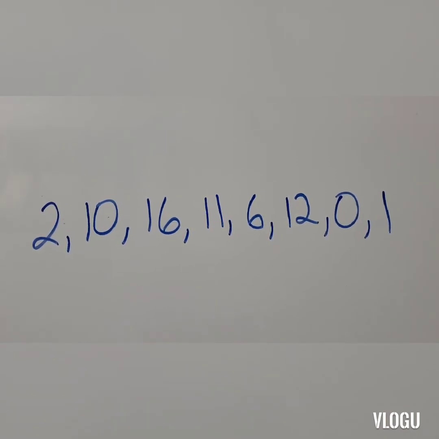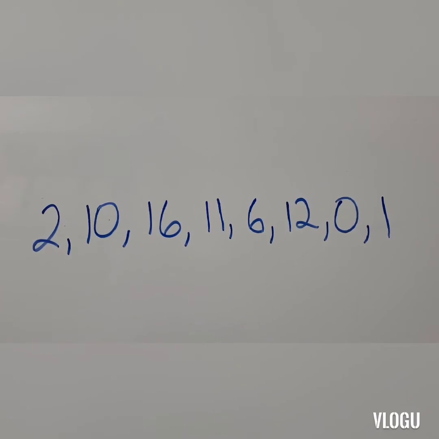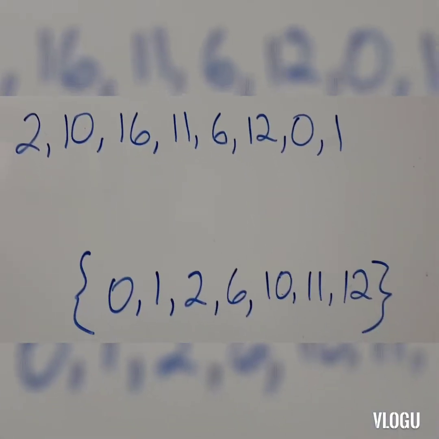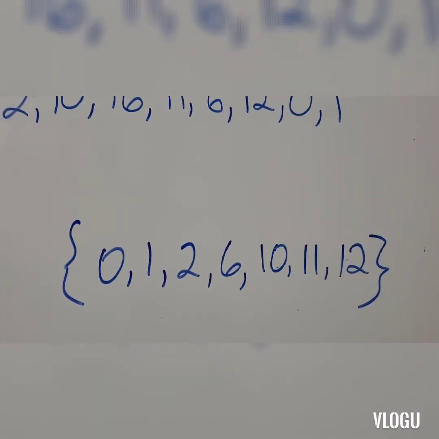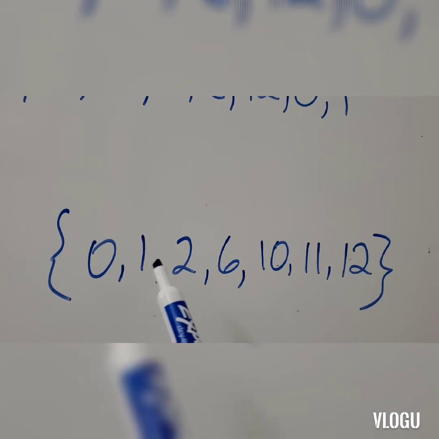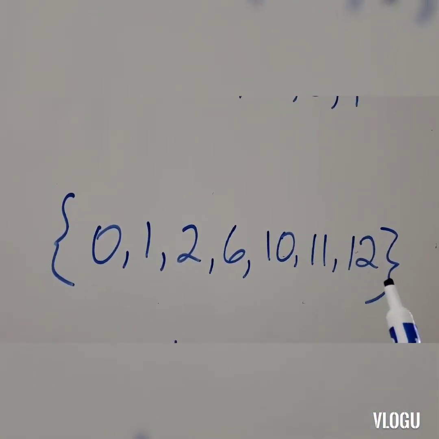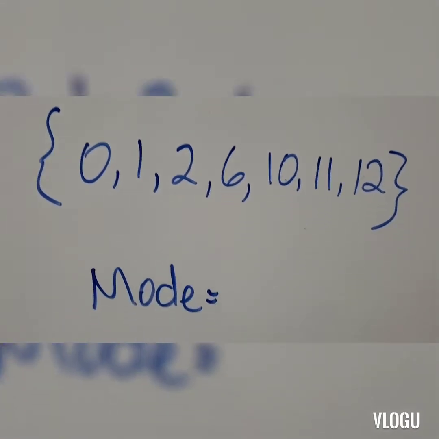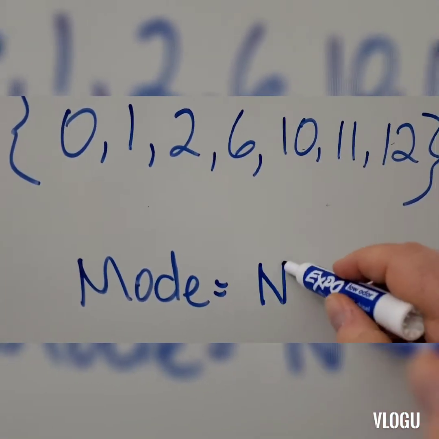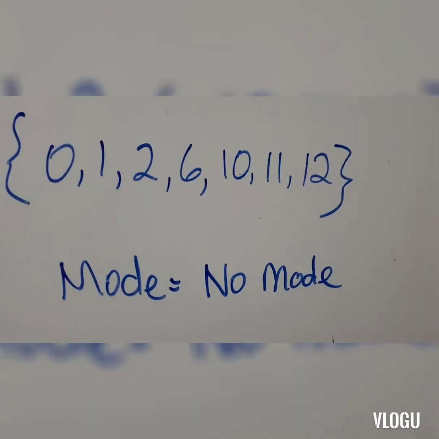Here's the next one. Unpause when you have the mode. If you put these in order in a number set, our number set looks like this. There are no numbers that repeat. There are no numbers that we see the most. Since there are no numbers that repeat, there is no mode.